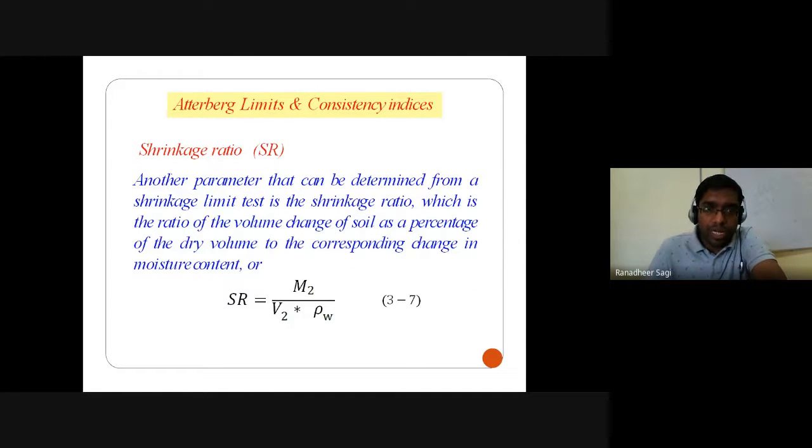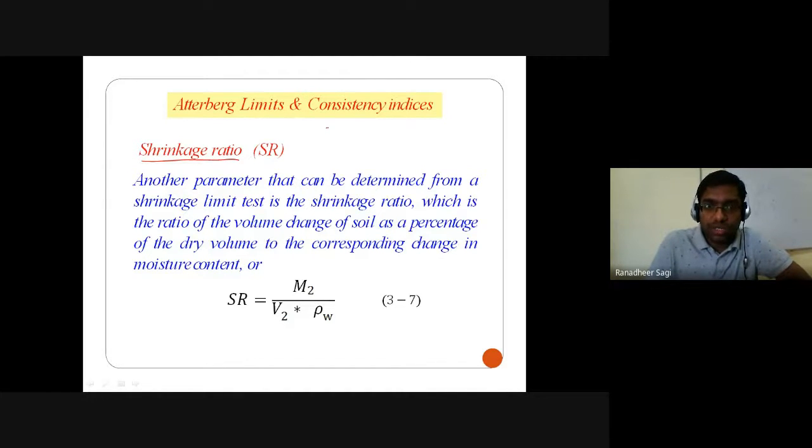And here is another parameter we are going to be talking about, which is called the shrinkage ratio, where this shrinkage ratio value can be calculated in terms of your shrinkage limit value of that particular soil. It's another parameter that can be determined from your shrinkage limit test, which is defined as the ratio of volume change of the soil as a percentage of your dry volume to the corresponding change in your moisture content.